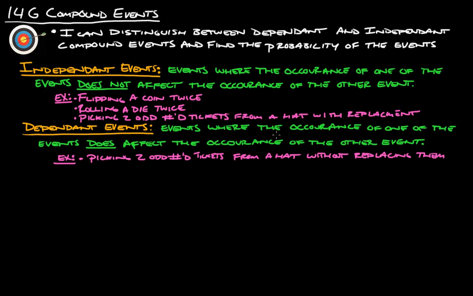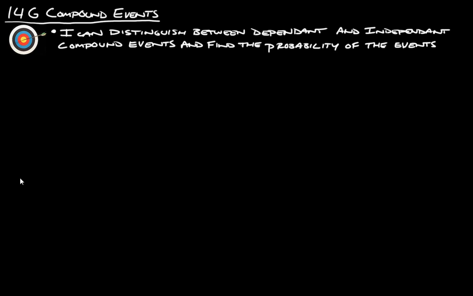Dependent events are events where the occurrence of one of the events does affect the occurrence of the other event. So, for example, picking two odd numbered tickets from a hat without replacing them. So you take the ticket out and then you pull another ticket out. Kind of like picking two face cards from a deck of cards without replacing the cards as you pick. Okay, so those would be considered dependent events. All right, so let's take a look at some of this stuff here.